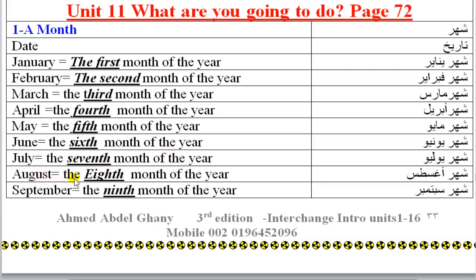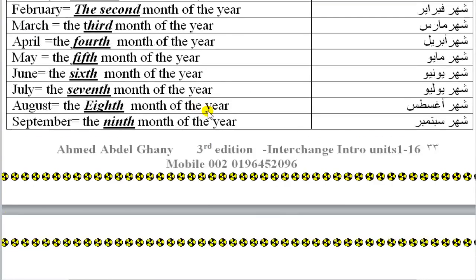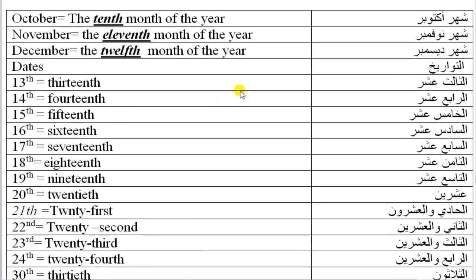August, the eighth month of the year. September, the ninth month of the year. October, the tenth month of the year. November, the 11th month of the year. December, the twelfth month of the year.